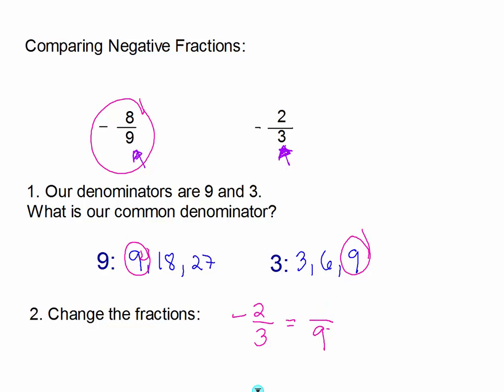Just like before, look at your denominators and ask yourself, 3 times what is 9? The answer is 3. Multiply by the same value in the numerator. -2 times 3 is -6. Remember, if your fraction is negative, that negative can be placed in the numerator, and your equivalent fraction must also then be negative.